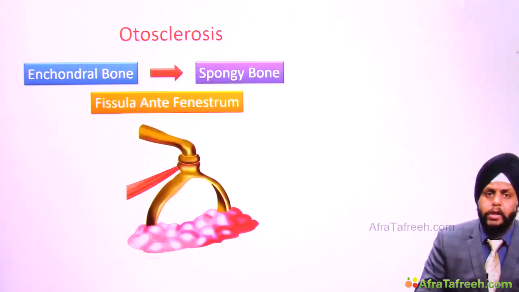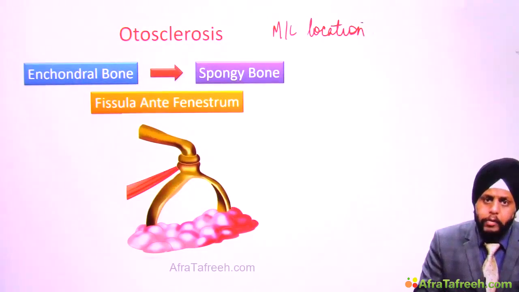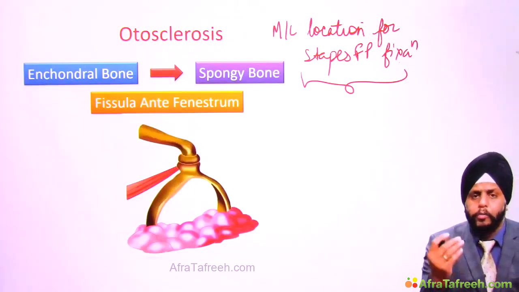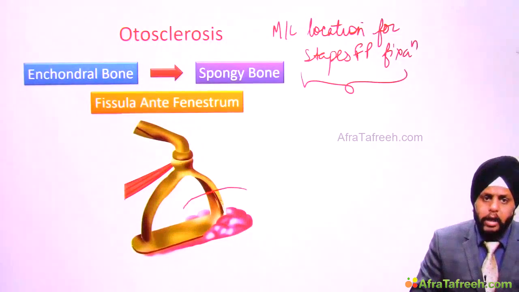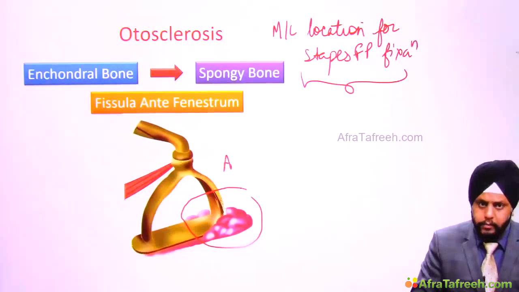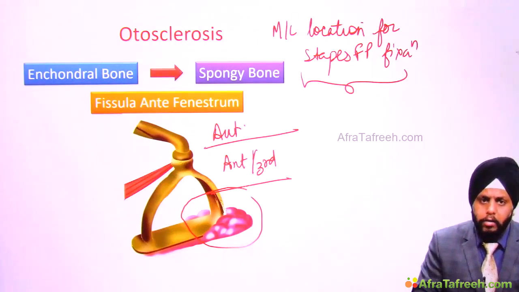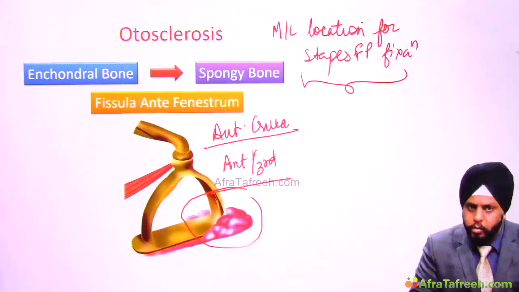Somebody asks you, what is the most common location for stapes foot plate fixation? You can see that this disease starts just anterior to the oval window. So the most common site for stapes foot plate fixation is of course the anterior one-third of the foot plate, or you can even say the anterior crura. Anterior one-third of foot plate or anterior crura, right?